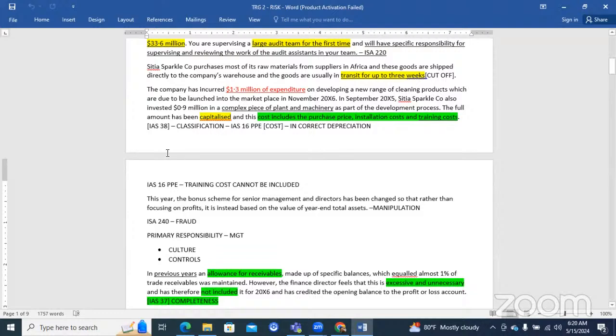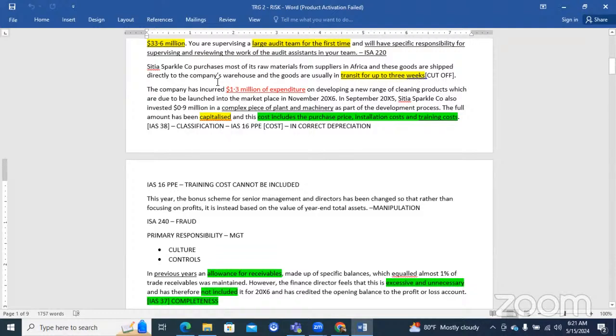But here, if you look, they said 1.3 million of expenditure on developing a new range of cleaning products, which are due to be launched into the marketplace in November. So there is a development. They're going to launch that in November. In September, the company invested 0.9 million in a complex piece of plant and machinery as part of the development process. The full amount is capitalized.